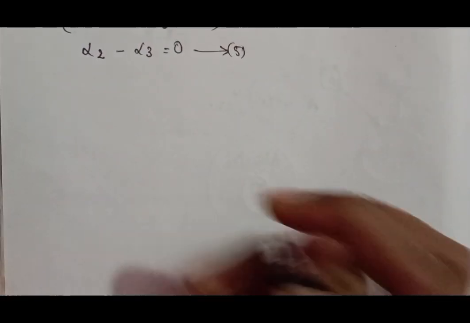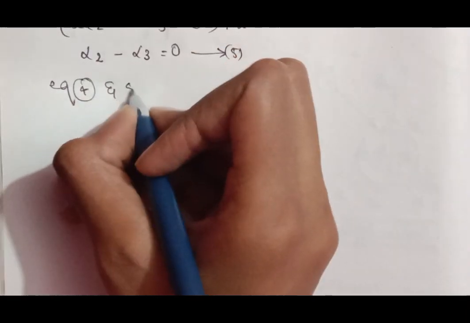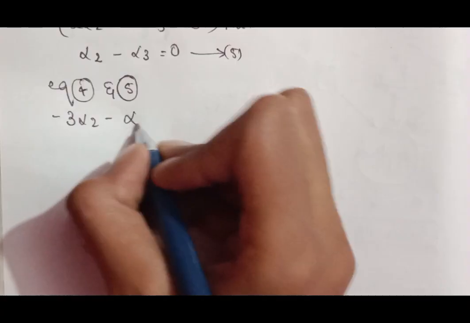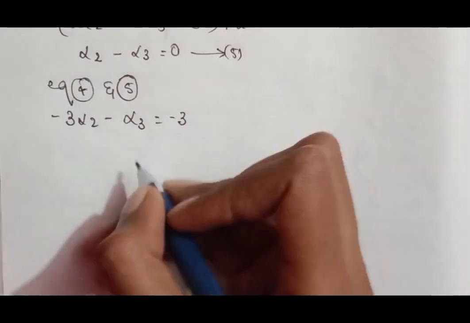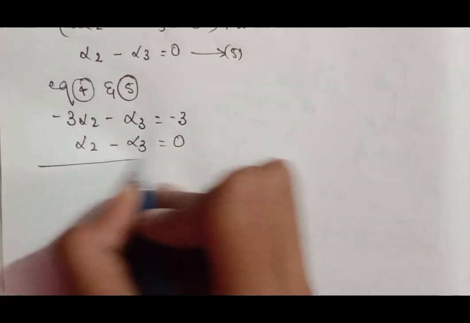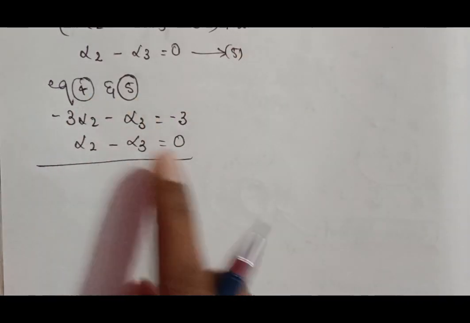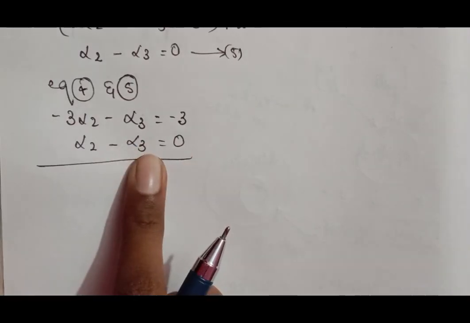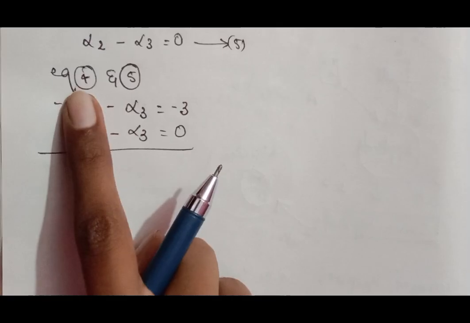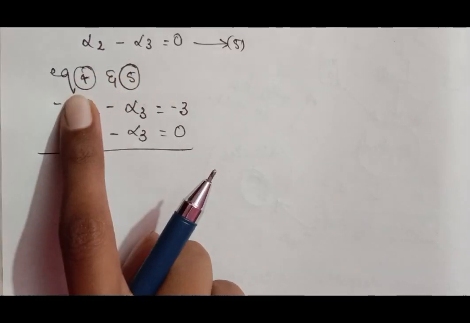Fine. Now I am considering equation 4 and equation 5. Equation 4 was minus 3 alpha 2 minus alpha 3 equals minus 3, and equation 5 is alpha 2 minus alpha 3 equals 0. Why am I considering equations 4 and 5? Because I need to cancel the terms and get either alpha 3 or alpha 2 as the final value. You can consider any of the equations, but by this time I've only got 4 and 5, right?